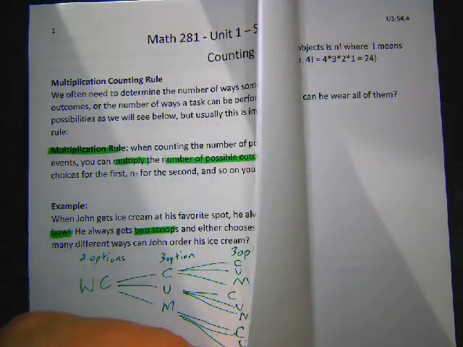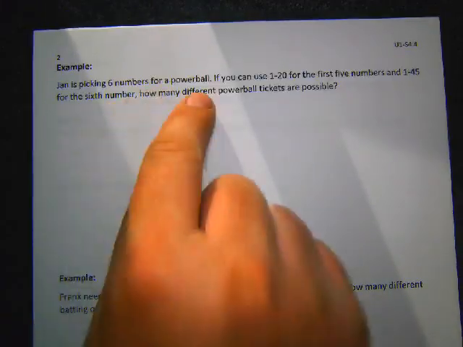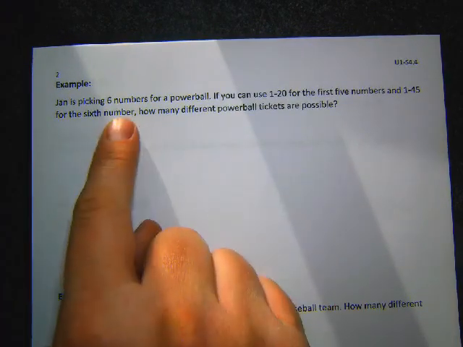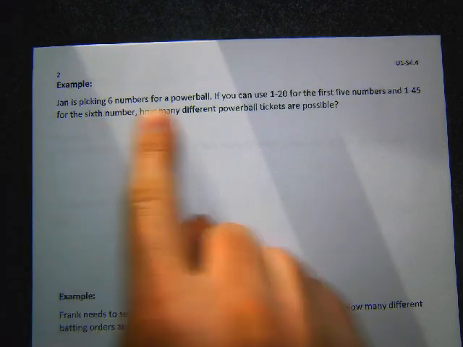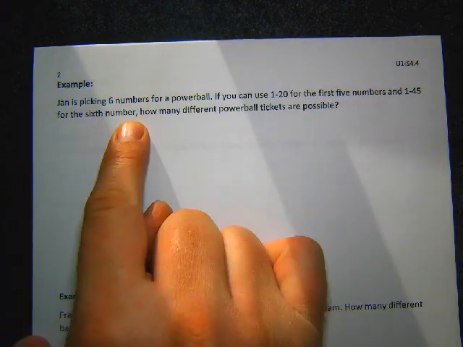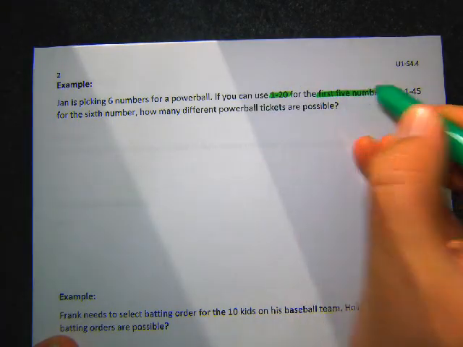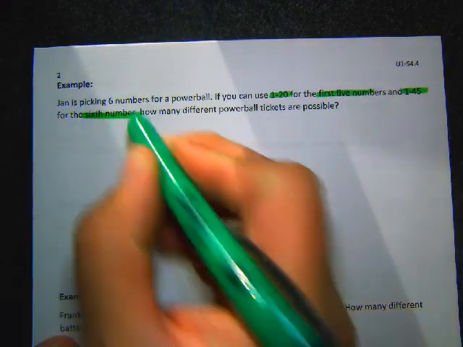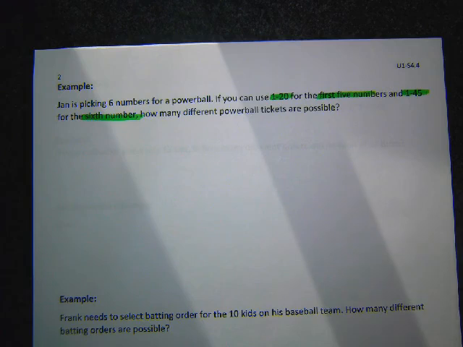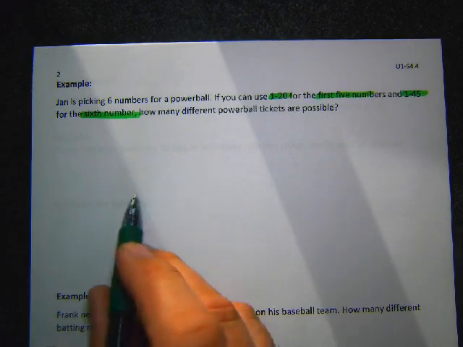So let's use that on some questions. Example: Jan is picking 6 numbers for a Powerball. So now we play the lottery. They're going to figure out the probability of winning. So 6 numbers for a Powerball. You can use 1 through 20 for the first 5 numbers, and 1 through 45 for the 6th number. So notice that's our options right there. How many different Powerball tickets are possible? In order to calculate any probability with this Powerball, they're going to have to figure out the total number of options. And that's what they're going to do here. So we're going to figure this out.